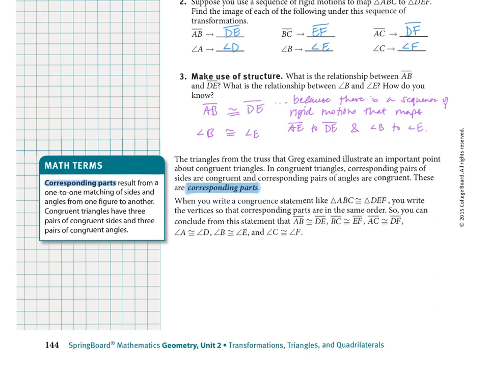When we write a congruent statement like triangle ABC is congruent to triangle DEF, you write the vertices so that the corresponding parts are in the same order. So you can conclude from the statement that AB is congruent to DE, just like what we said above.